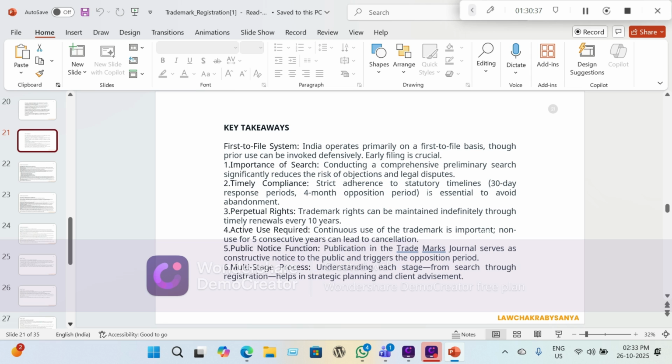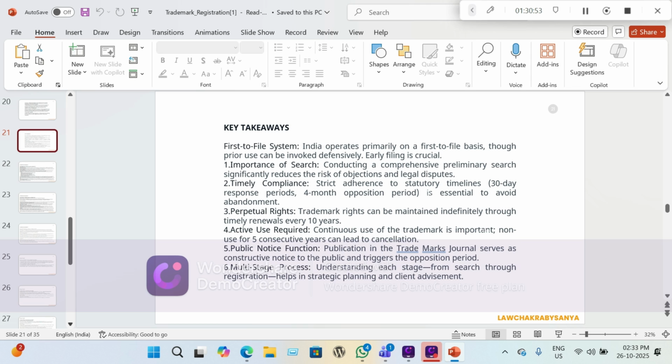Then there should be timely compliance, so strict adherence to statutory timelines. 30-day response period, 4-month opposition period is essential to avoid abandonment, and perpetual rights. So trademark rights can be renewed every 10 years, and they can be extended till perpetuity. There is no upper limit for how long you can keep on renewing the trademark.